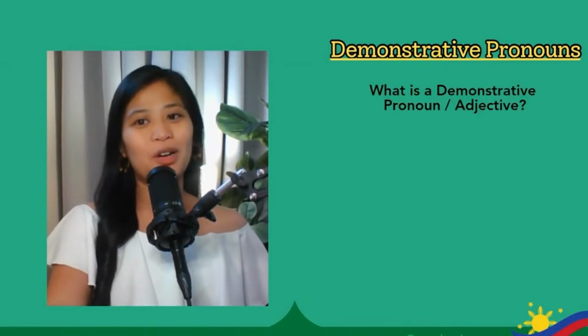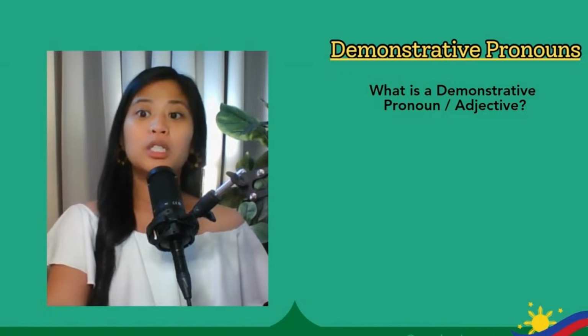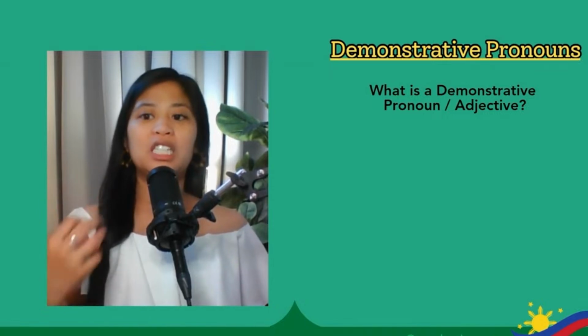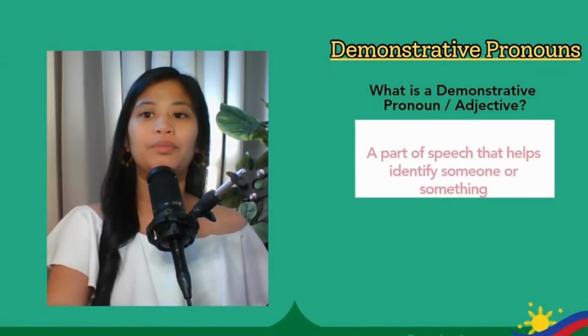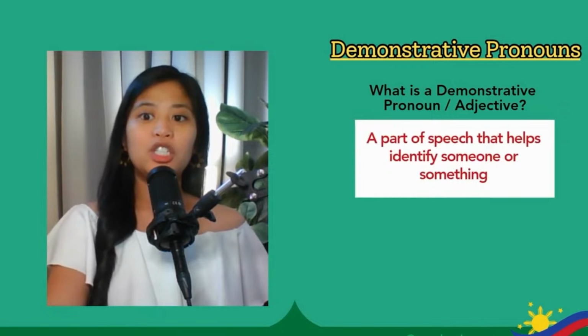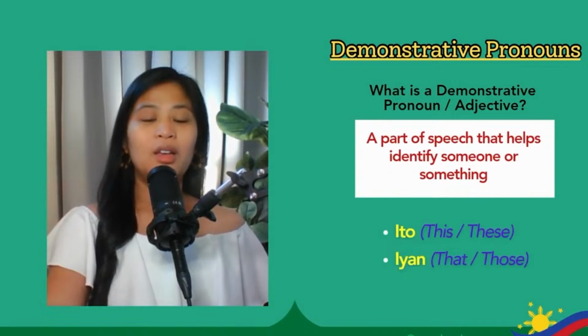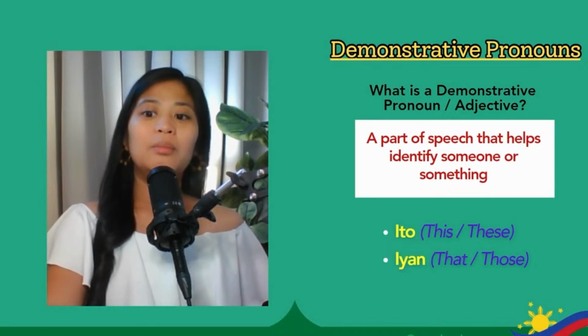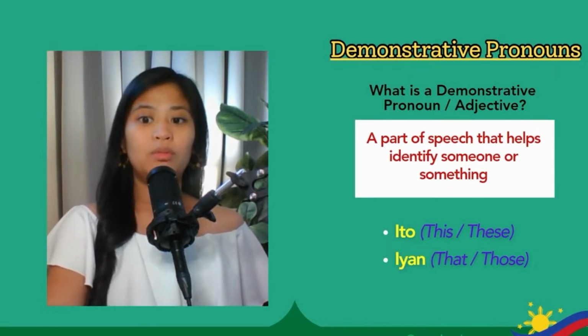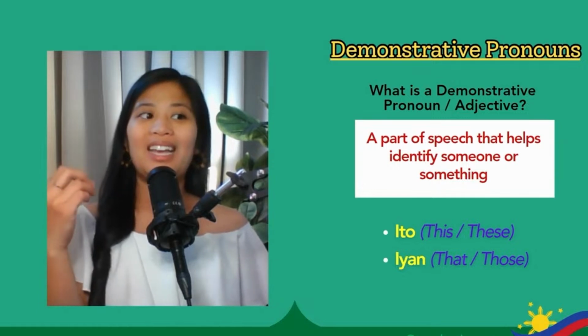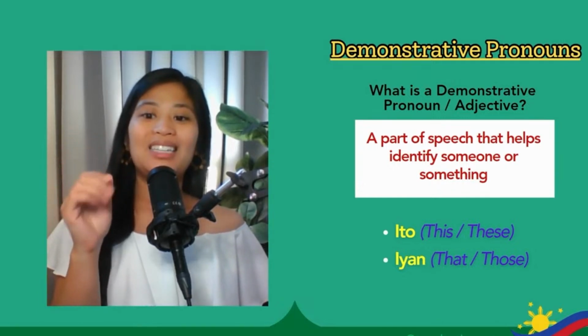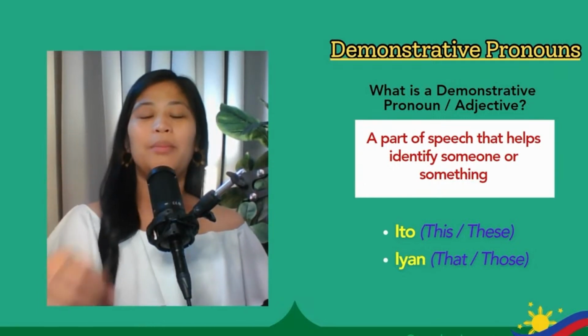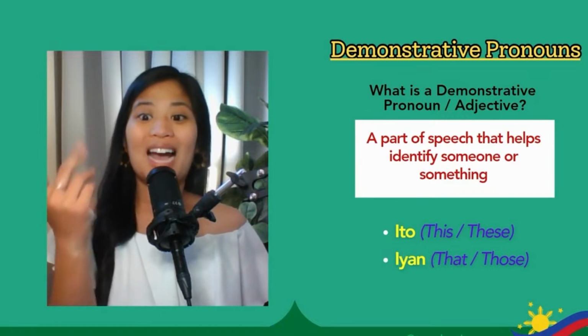So what is a demonstrative pronoun? Sometimes they're called demonstrative adjectives, again, because it's describing a noun. Well, it's a part of speech that helps identify someone or something. So here are some examples. Ito means this or these. Yan means that or those. So I'm saying yan, but it's technically iyan. But it's more common to just hear someone say yan.